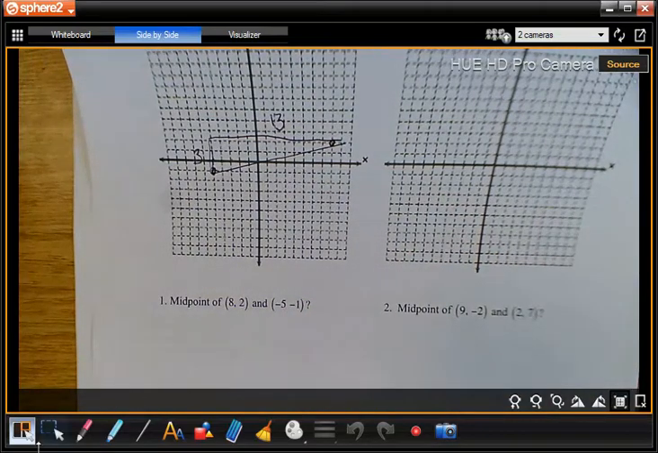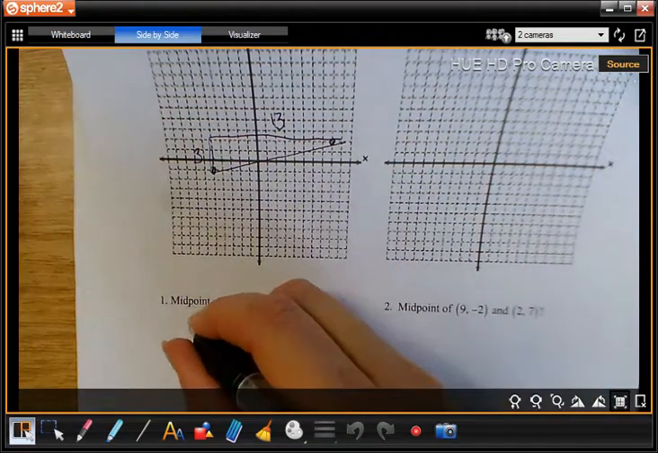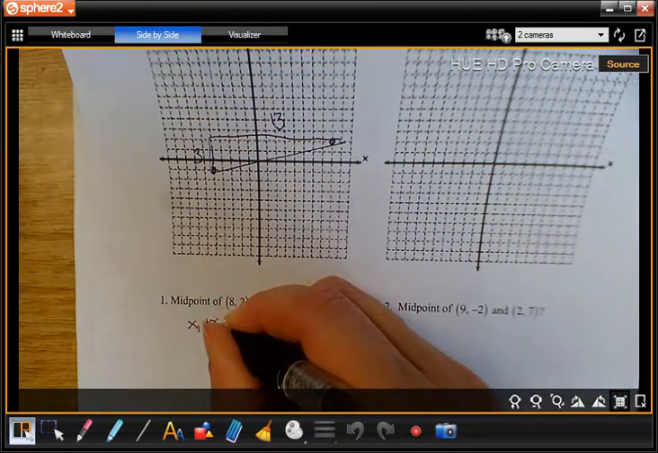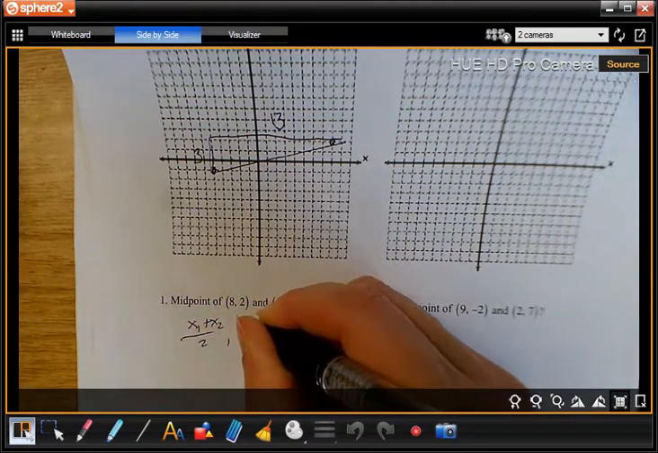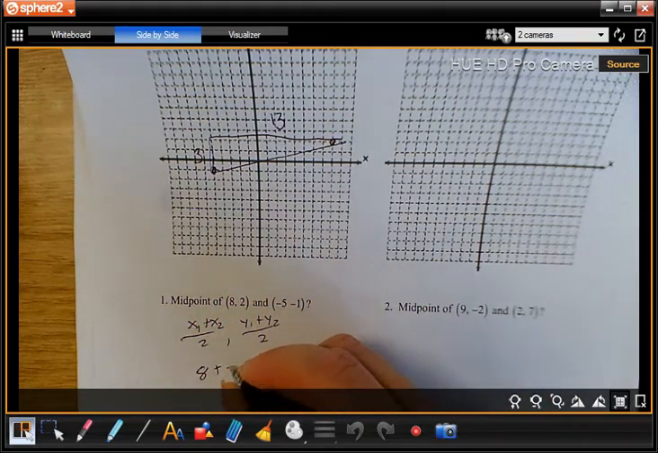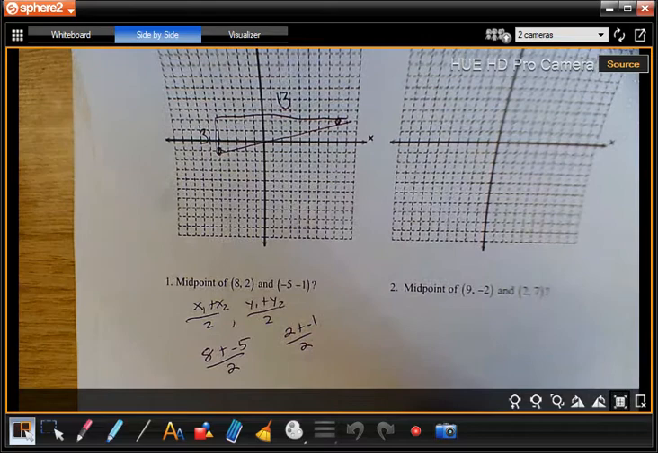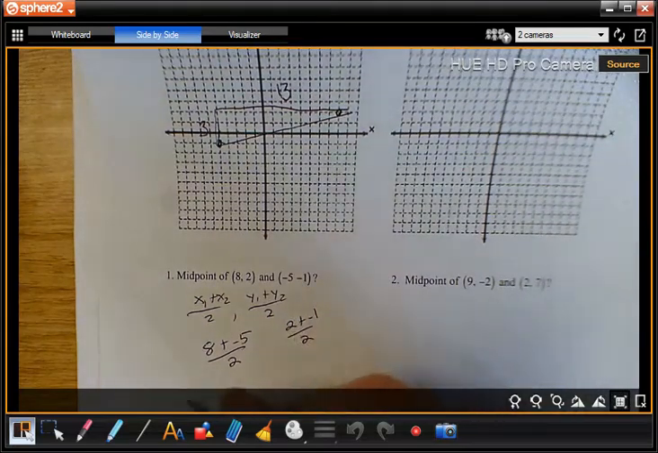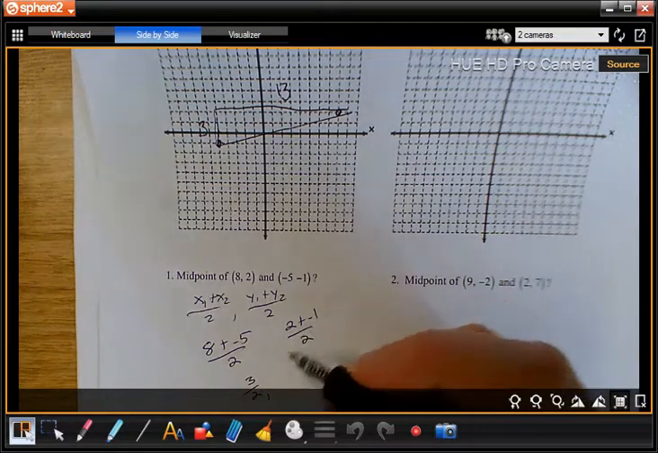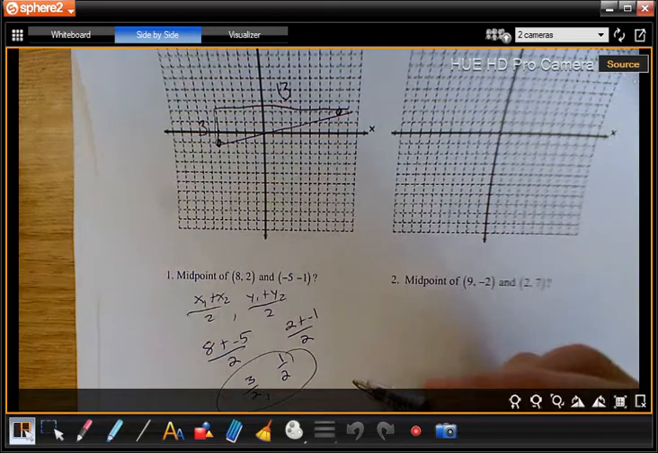So I'm going to go ahead and just do the midpoint formula, which is x1 plus x2 over 2, comma, y1 plus y2 over 2. So I'm going to go 8 plus negative 5 divided by 2, and 2 plus negative 1 divided by 2. So 8 plus negative 5 is 3, so we have 3 halves, or 1 1/2. 2 plus negative 1 is 1, and 1/2. So that is my midpoint for it.